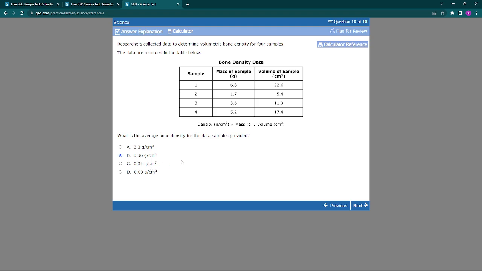So let's do another one. 1.7 divided by 5.4. Okay, that's 0.314. So still hovering around 0.31. Now let's do 3.6 divided by 11.3, 0.318. So again there. And just to finish it out, 5.2 divided by 17.4.